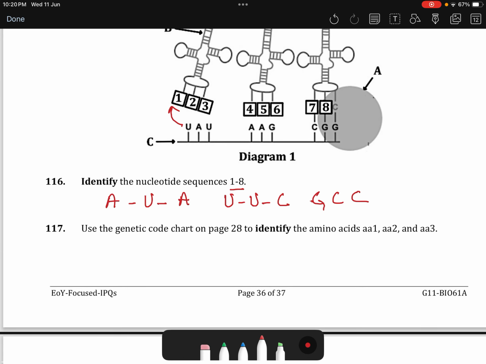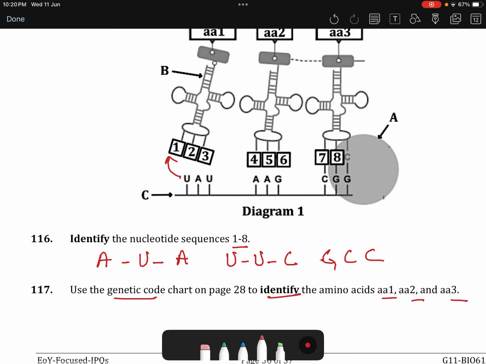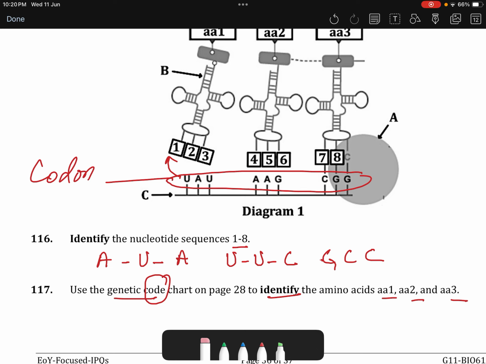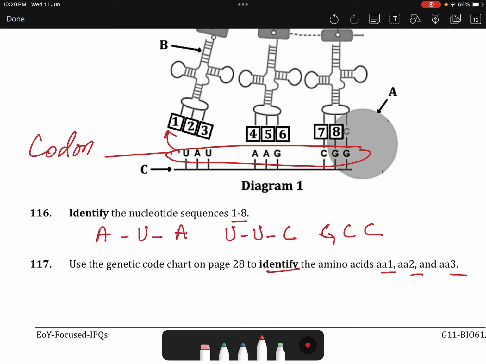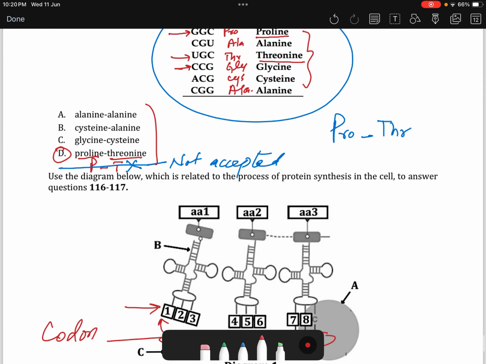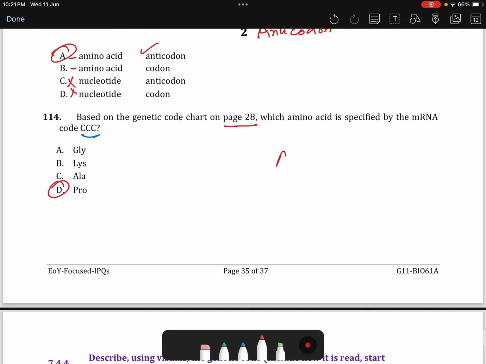Use the genetic code chart again to identify the amino acids that will be coded by these. Now very important over here, you will use these, because these are the codons, and they are saying use which chart? Codon chart. You are not going to use the anticodon chart. Some students made a mistake during SBQ: when this question was given, they used these to write the answer. No, that's totally wrong. You need to use the codon table, this one. So you will find what UAU codes for.